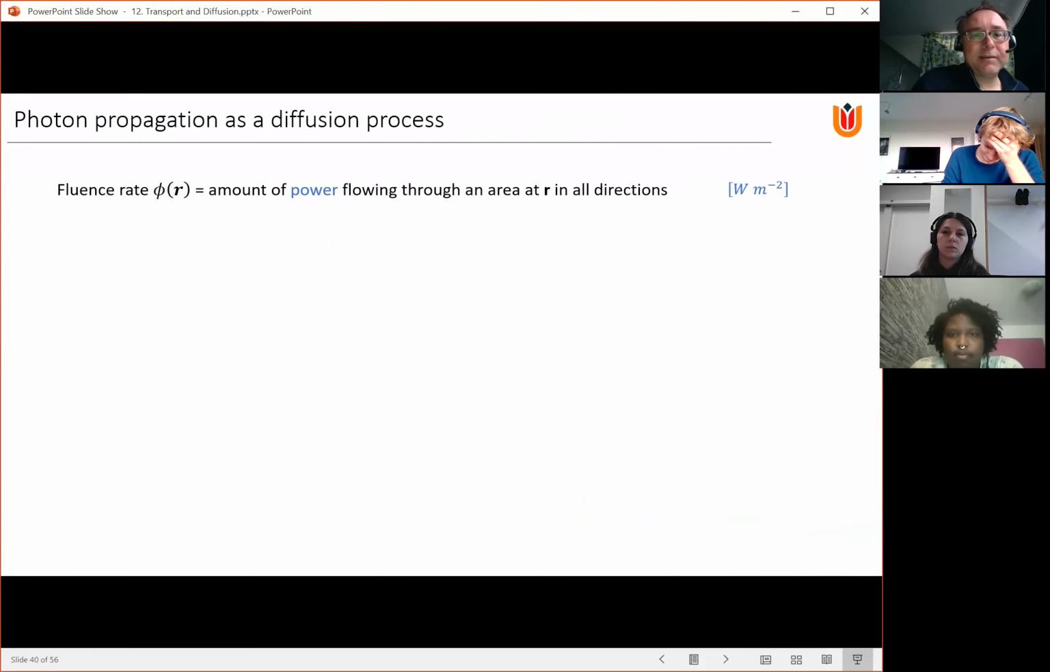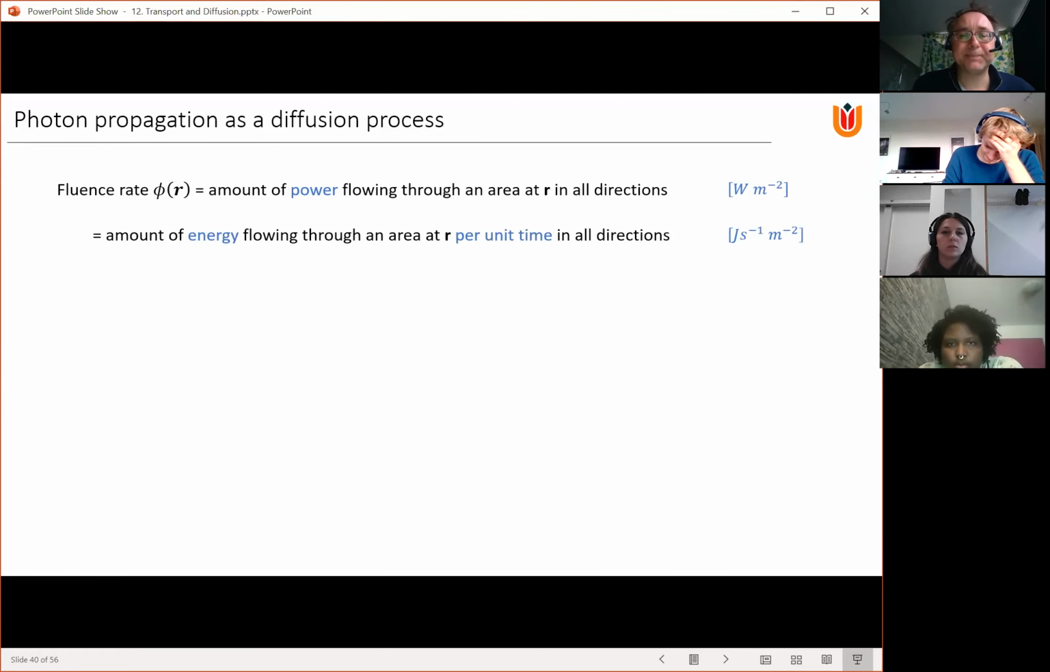So again, we'll consider the fluence rate, so the amount of power flowing through an area at a point R in the tissue in all directions, watt per square meter, which is of course the same as the amount of energy per unit time through that area, joules per second per square meter.